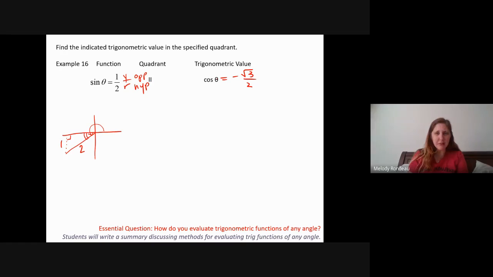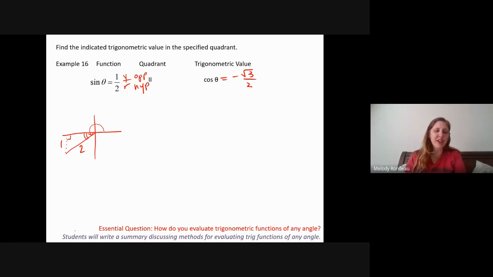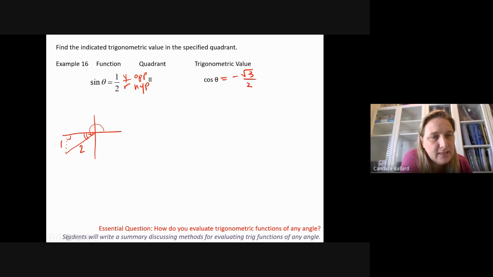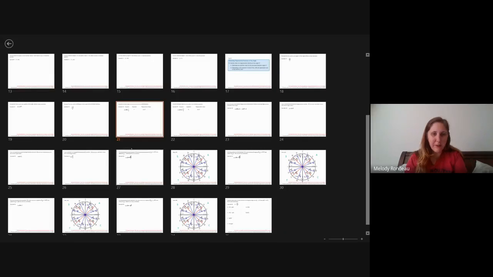Why do I feel like something's wrong, Mrs. Ballard? Look at this for a minute for me. I'm not in quadrant 2. That's what's wrong. Yes. Oh my goodness. Okay, that is correct. Let's actually draw the picture in quadrant 2. Okay, I'm sorry about that.